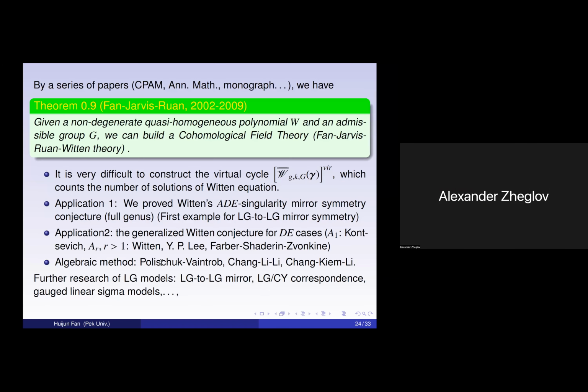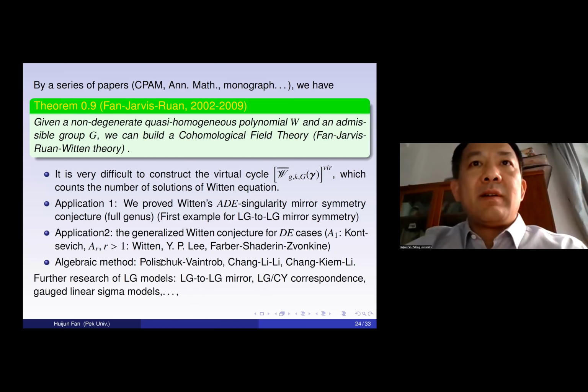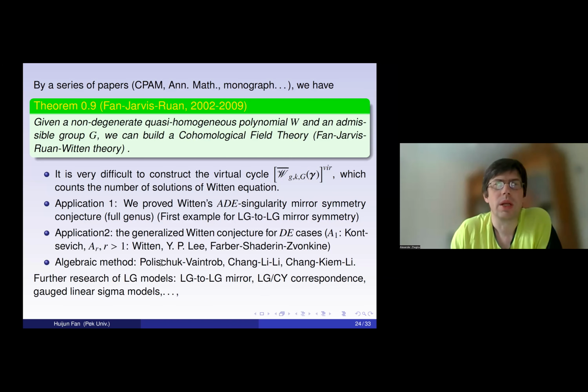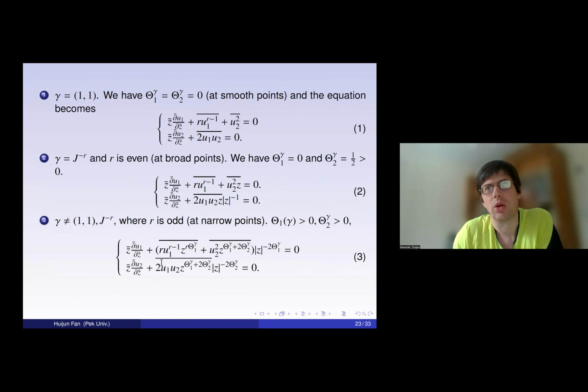Huijun, sorry, can I ask you one question? Yes. So for your Theorem 0.9, have you proved it only for non-degenerate quasi-homogeneous polynomials, or also for polynomials satisfying the same conditions you explained before?